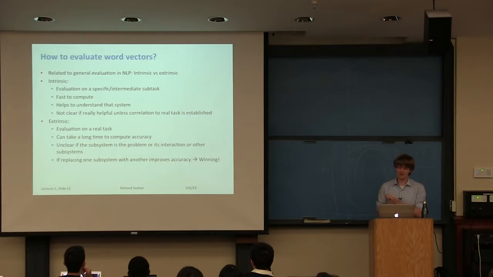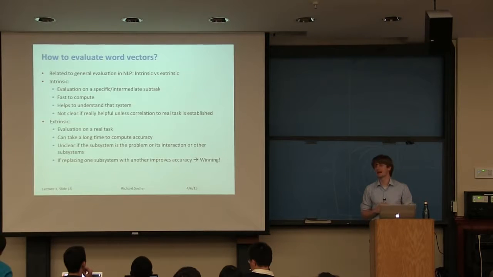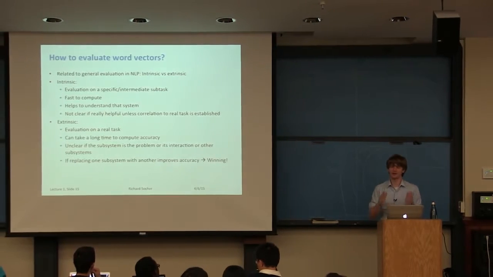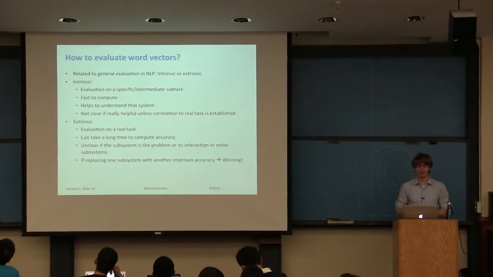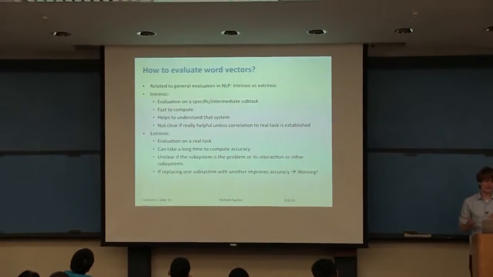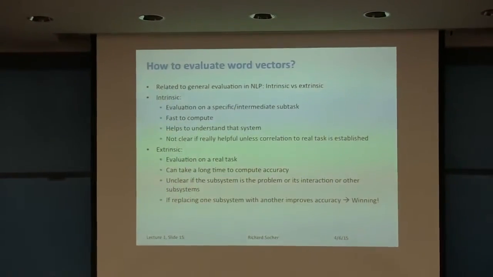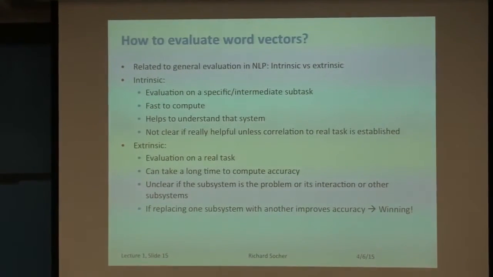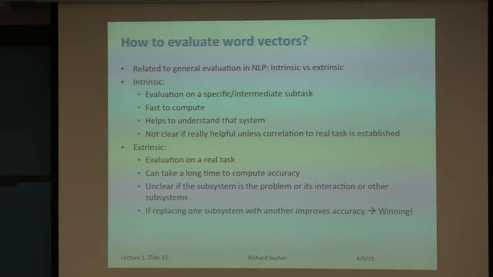And this actually leads me to a brief detour on how to evaluate natural language processing and really any kind of machine learning models in general. And there, in many cases, and for many of the projects that you'll have, two kinds of options: intrinsic versus extrinsic evaluations. Intrinsic evaluations are often for specific or intermediate subtasks. In our case, for instance, the analogies. They're often very fast to compute, and they help us to understand that specific subsystem that we're training and trying to optimize.